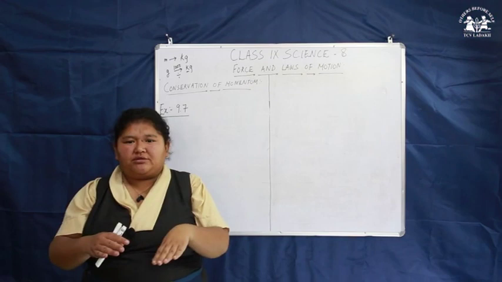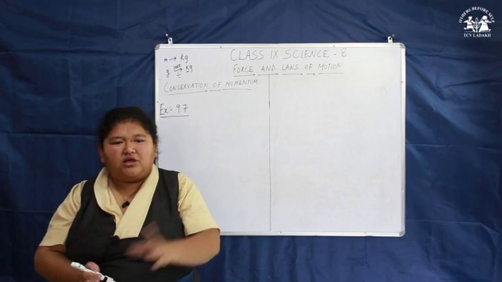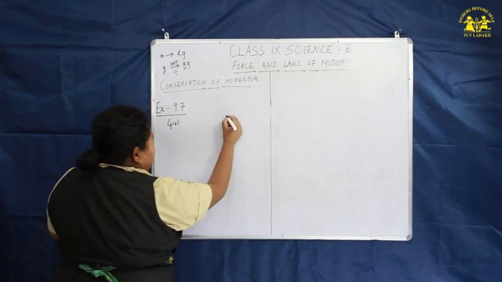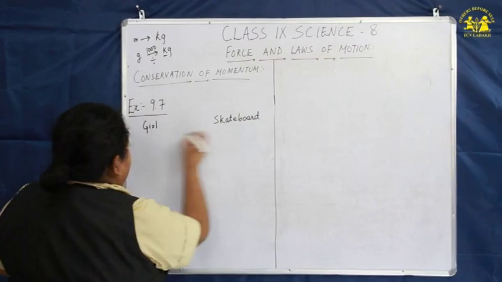Let us take an example where we have a girl and then we have a skateboard. Let the girl be object 1 and the skateboard be object 2.